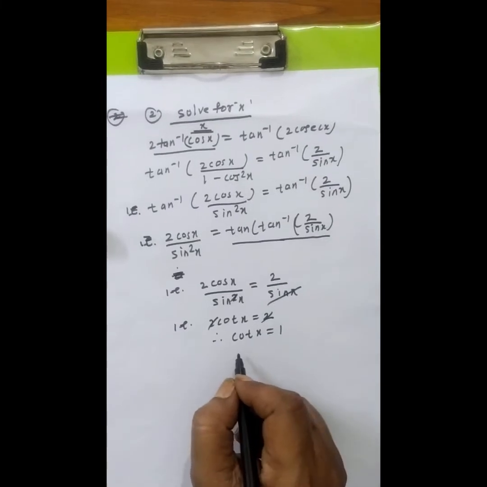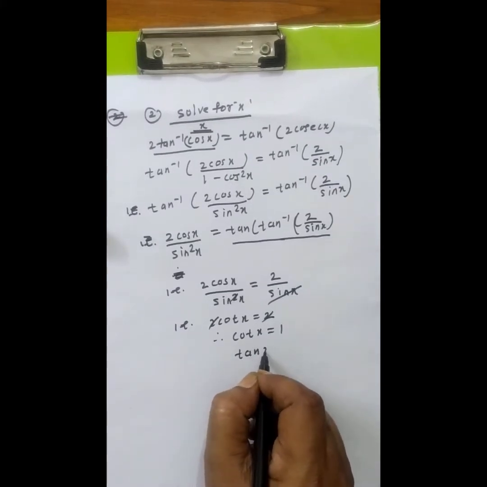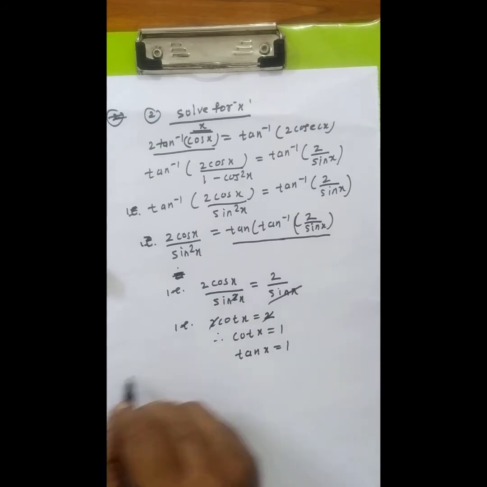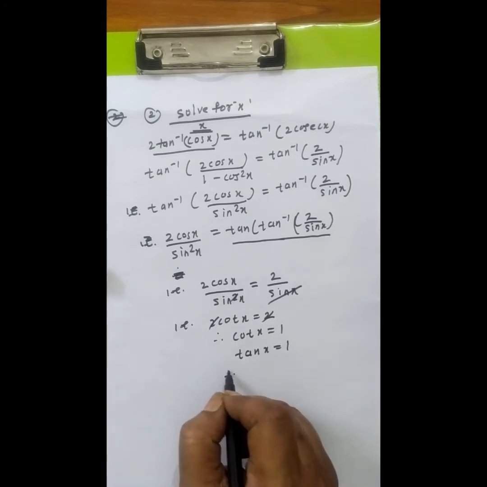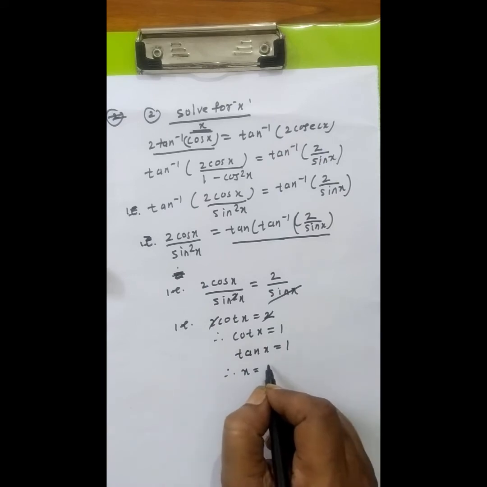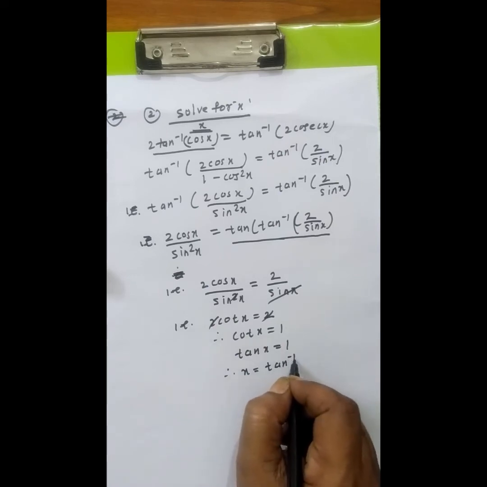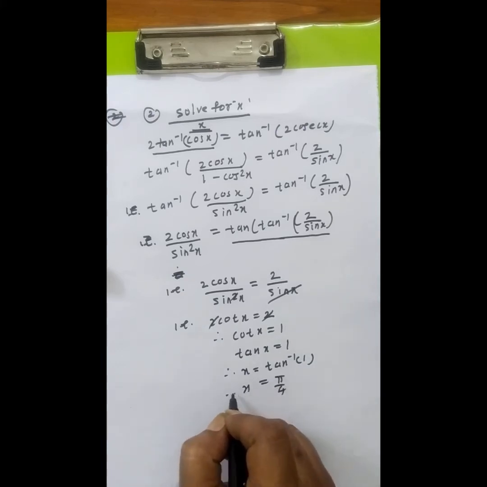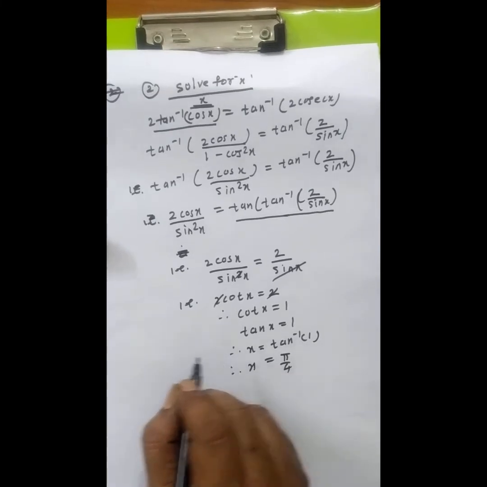This cot x is equal to 1, again we can write tan x is equal to 1, because when cot is 1, tan is also 1. Therefore x is equal to tan inverse of 1. What is tan inverse of 1? Tan inverse of 1 is pi by 4. Therefore x is equal to pi by 4.